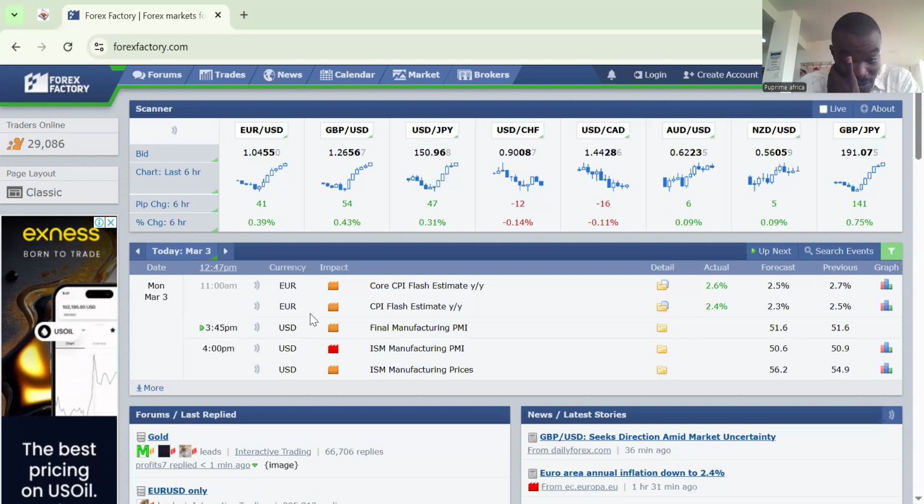So for high impact news today, we are only expecting news on dollar by 4 p.m. It is ISM PMI by 4 p.m. That's the high impact news we are expecting in dollar today. Okay, so that's it. So let's quickly go to our chart.